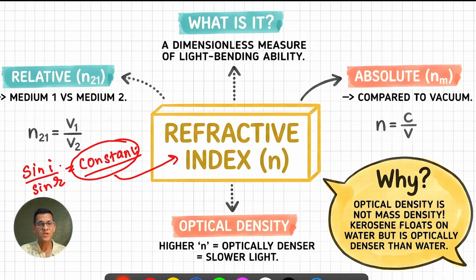In either case, what does the value of refractive index tell us? The refractive index value tells us how slowly the light ray is traveling in a particular medium as compared to some other medium.